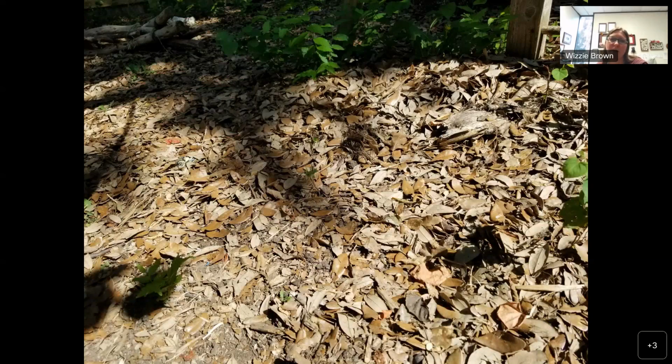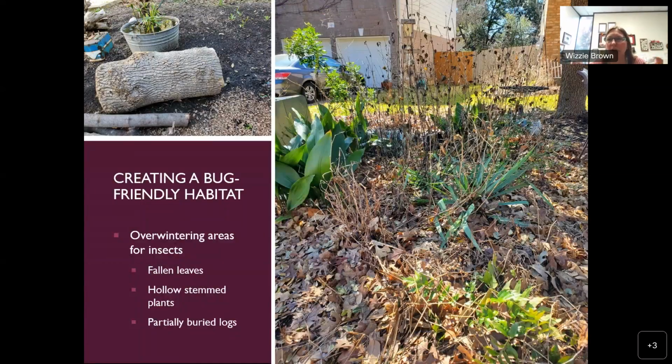All right, this one, I know this is probably a super boring picture, but this is kind of what my yard looks like right now because the leaves are falling off of my live oaks. But when leaves fall off of the trees in the fall or winter, leave them there. So this is going to be essentially a great overwintering space for a variety of arthropods as well as other animals. I'm sure everybody has pretty much heard that slogan, leave the leaves. I am a huge proponent of that.